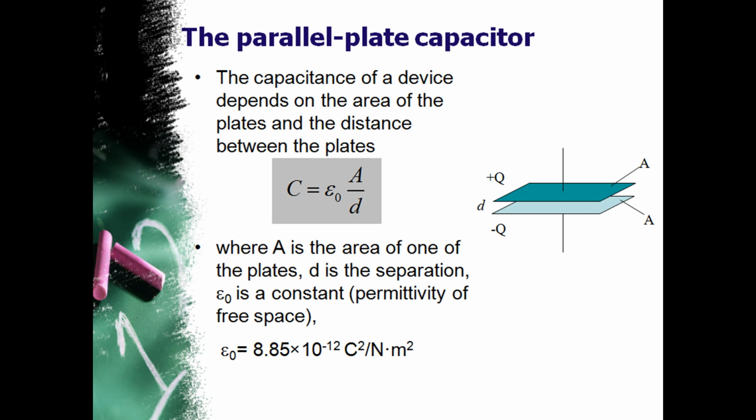So again, for the parallel plate capacitor, the capacitance of a device depends on the area of the plates and the distance between the plates. And here is the formula, where A again is the area of one of the plates, d is the separation or the distance. The permittivity is a constant. For this case, it was given that the permittivity used is the permittivity of free space. The constant of permittivity of free space is 8.85 times 10 raised to negative 12 coulomb squared per newton meter squared.